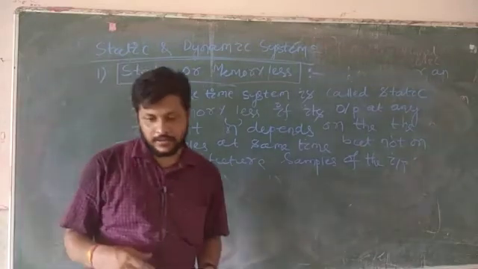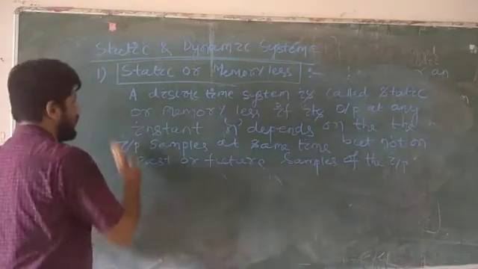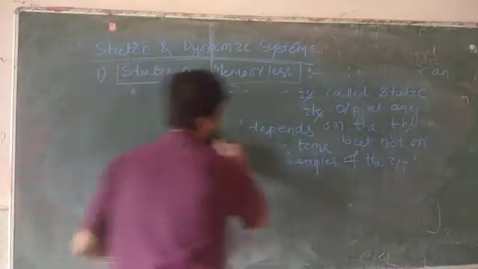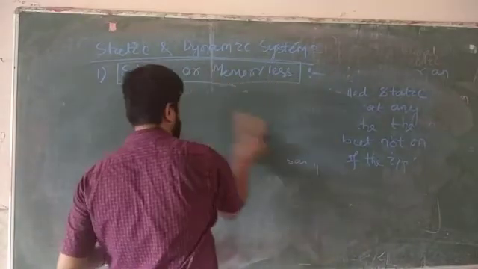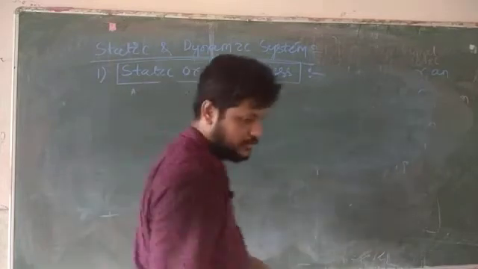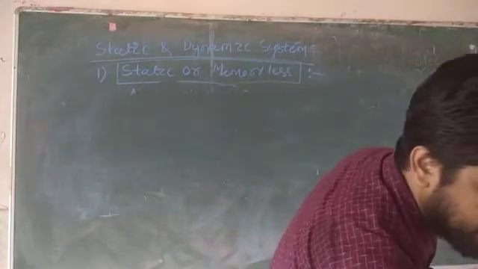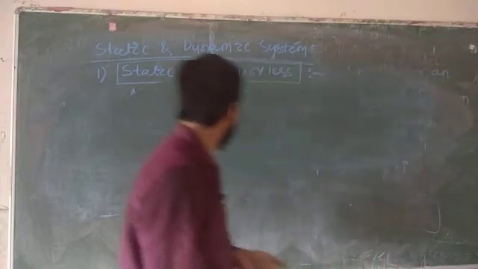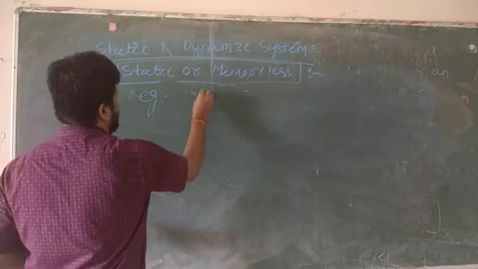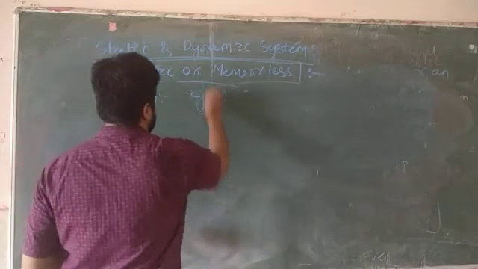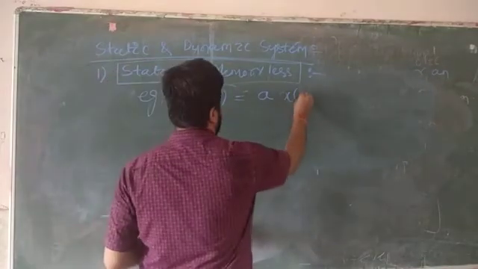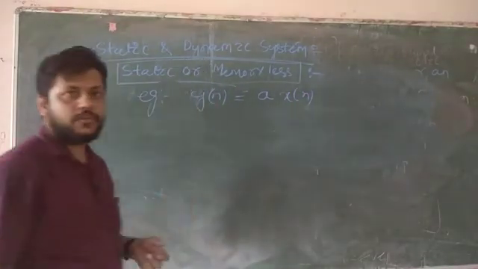That we will define mathematically. I am going to give you one example of this type of system and how to check it. For example, y of n is equal to some constant a multiplied by x of n. So this is an example of a static or memoryless system.